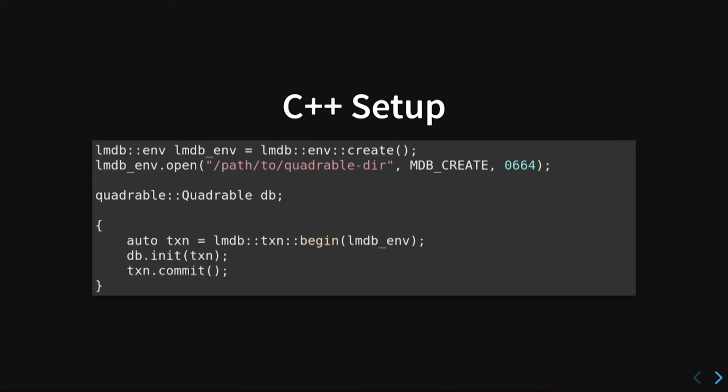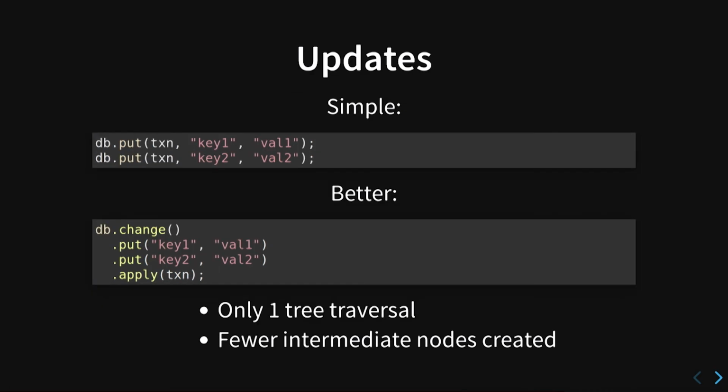In C++, this is how you use Quadrable. You need an LMDB database, and then you create this Quadrable object, and then you do some initialization, like set up some of the tables inside of a write transaction, and then you're set up. Now you have a Quadrable DB. So here's how you might want to actually put some data into there. There's this put method on the DB, and by the way, everything needs to be done inside a transaction, because that's LMDB. Every modification or read has to happen inside of a transaction.